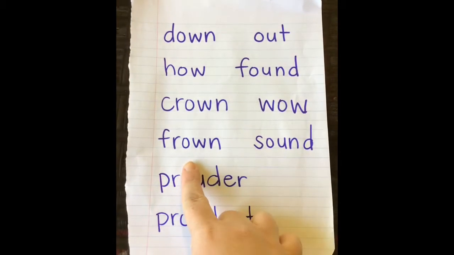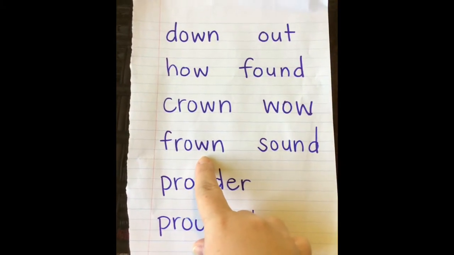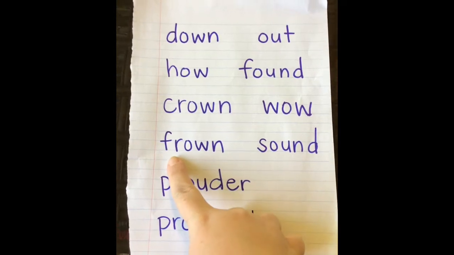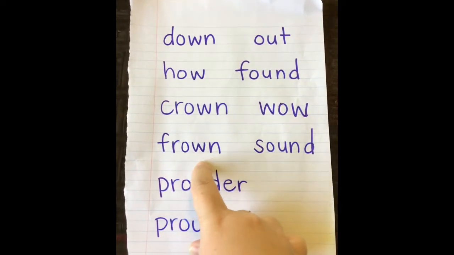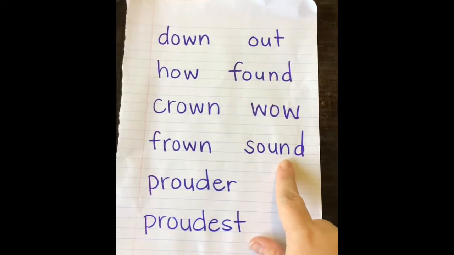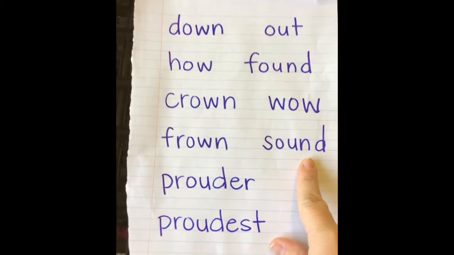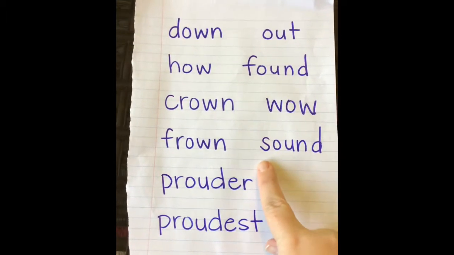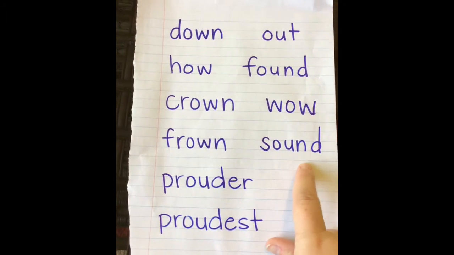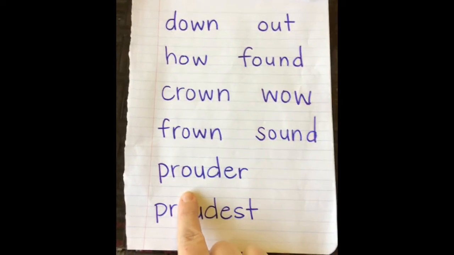Next word. What letters do you see that make this sound ow? OW. All right, sound it out. Ready? Own. Frown. Next word. What letters do you see that make the sound ow? OU. Sound it out. Ready? Sound. Sound. All right, next word.